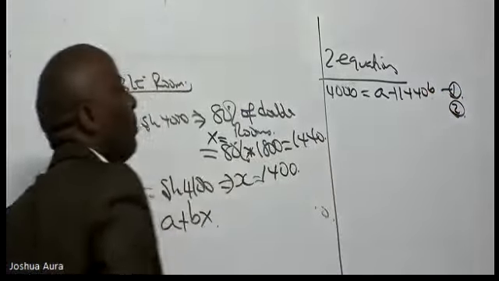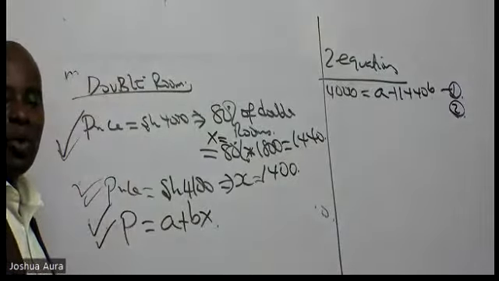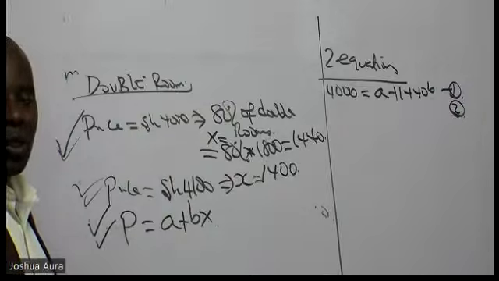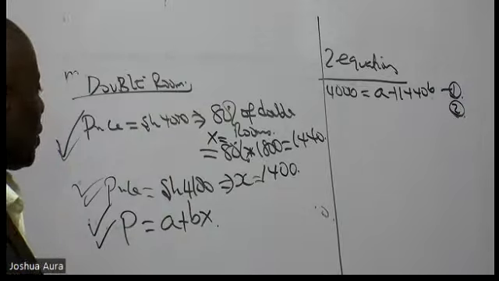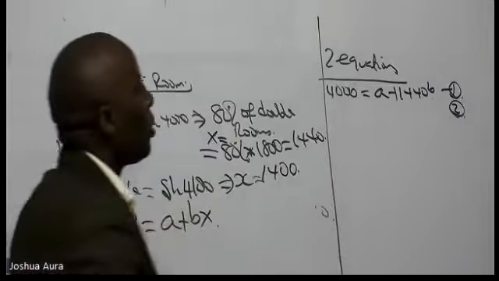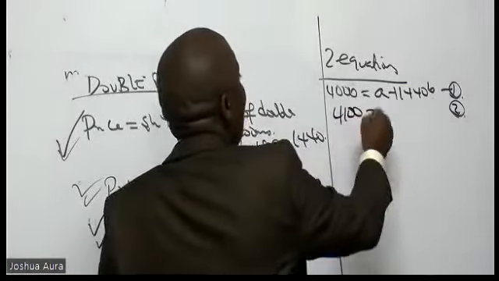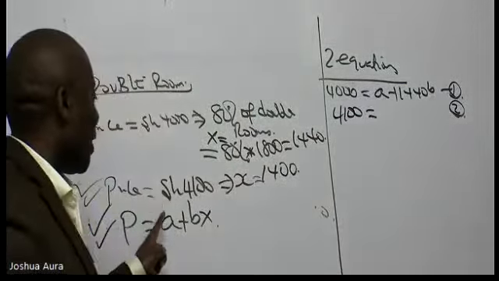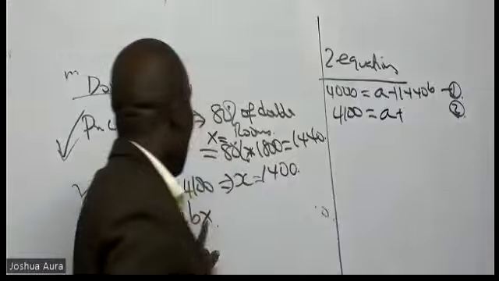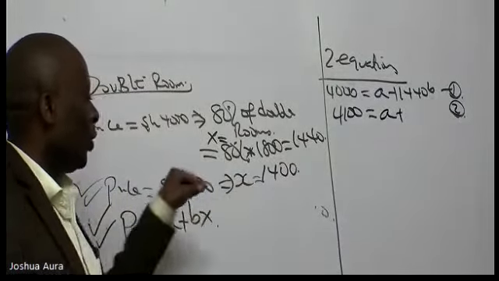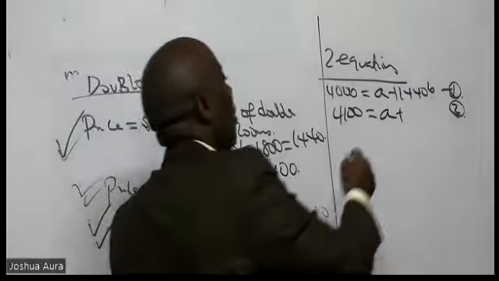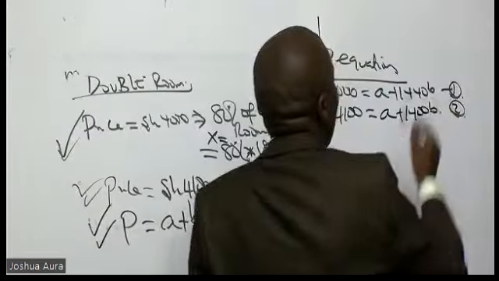How about equation number 2 using the second point? So equation number 2 will move like this. We know that the price for the second equation is 4,100. So 4,100 equals A, which I don't know for now, plus B times X, and X is 1,400, so 1,400B. So it will be A plus 1,400B.